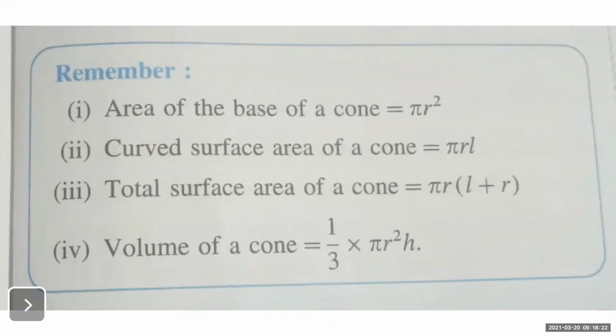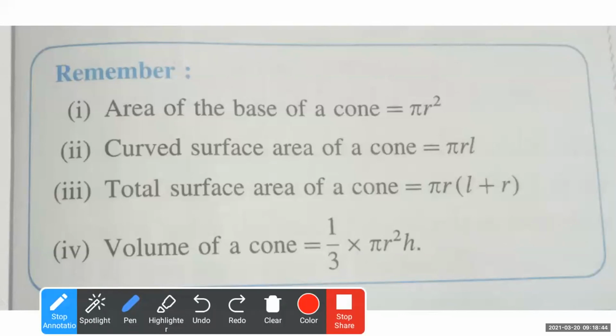So these were the sums based on the first part, that is the cube, cuboid and the cylinder. 1 and 2 marks questions we have seen. Then the second part, as I told you, is about the cone. Here you can see the cone and the sphere.